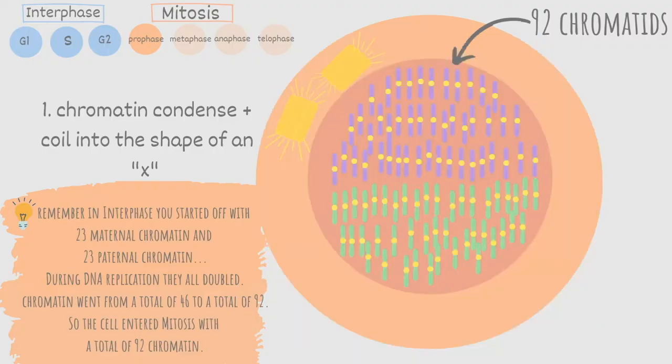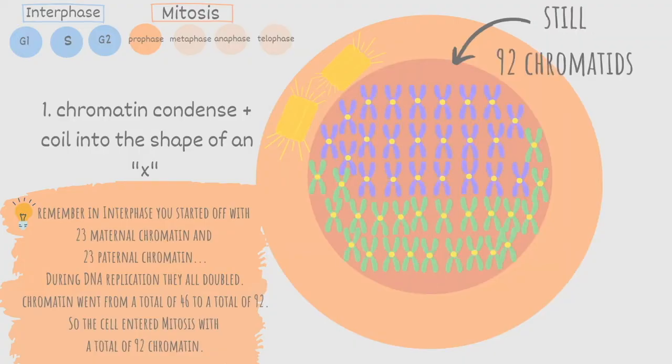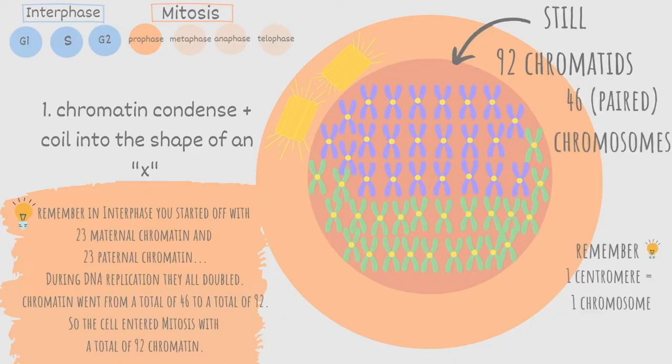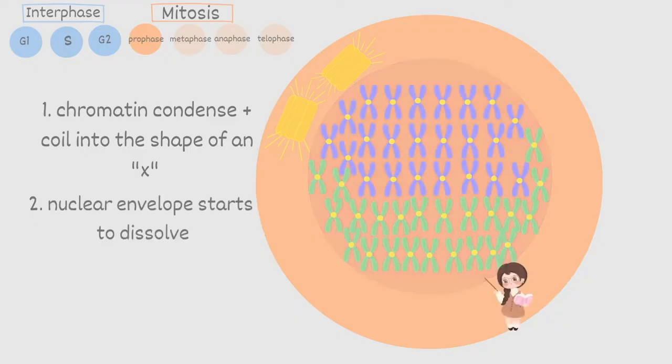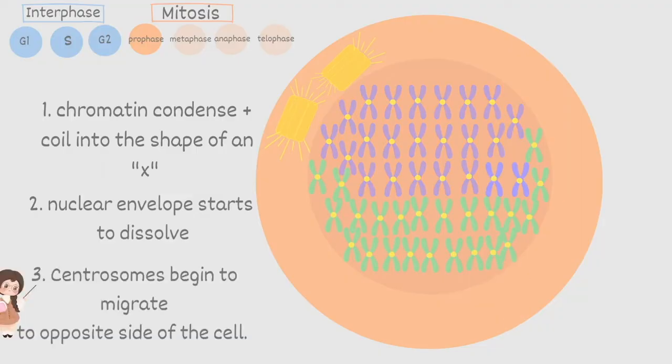Okay, so going back to the cell in the prophase, remember the 92 chromatids are now condensed and eventually will take the shape of an X. We still have 92 chromatids. However, they are paired up and now make up 46 paired chromosomes. Remember, we count the number of chromosomes by counting the number of centromeres. So here we have 46 centromeres, so we have 46 chromosomes. In prophase, the nuclear envelope also starts to dissolve. Losing the nucleus will eventually make it easier for the cell to split. Lastly, the centrosomes will begin to migrate to the opposite side of the cell. You can also call this the opposite sides of the poles.